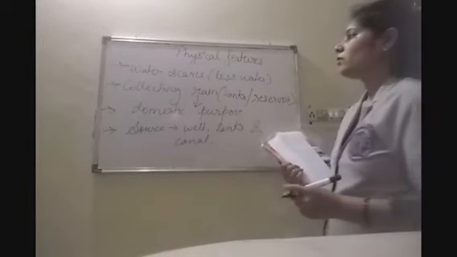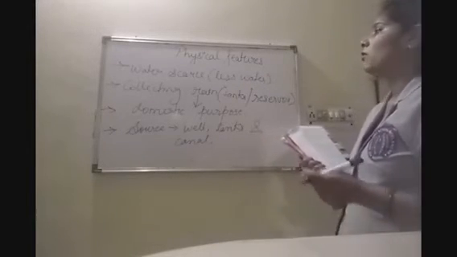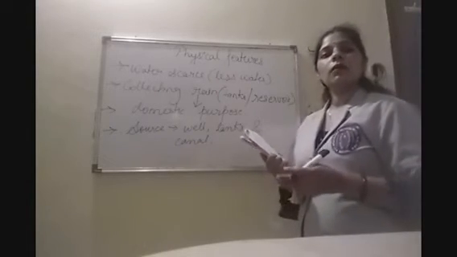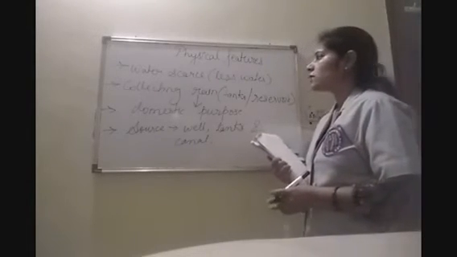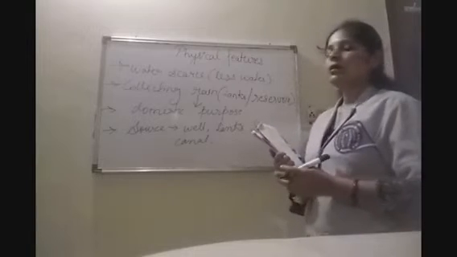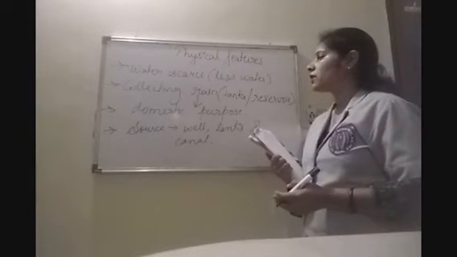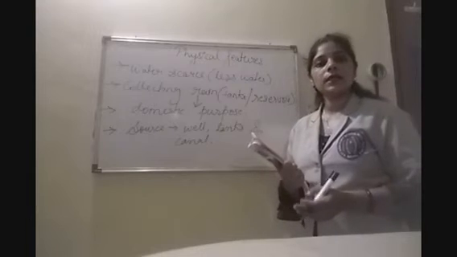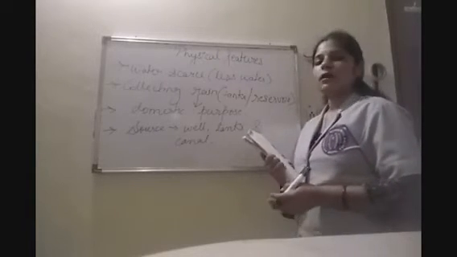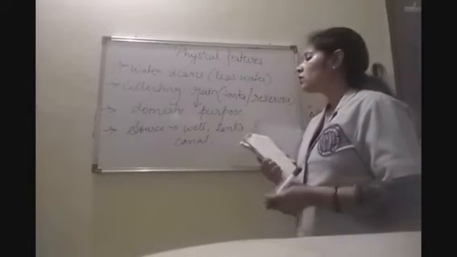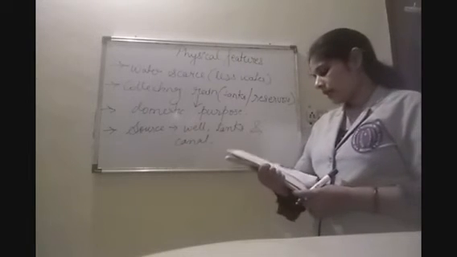So this is another physical feature of the Thar desert, that here the water availability is less. So how do the people collect water for domestic purposes? They are mostly collecting the seasonal rainwater, and from the well and tank, and another source of water is canal.